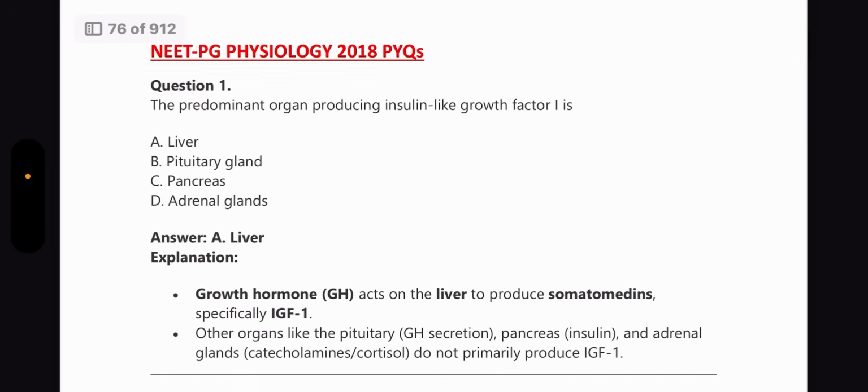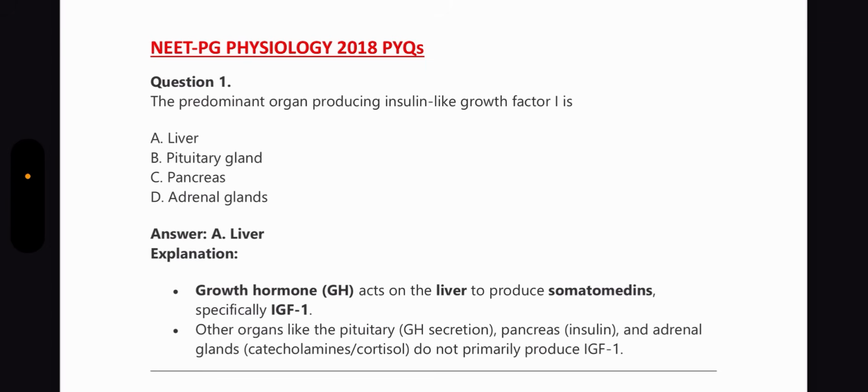Now 2018 PYQs. The predominant organ producing insulin-like growth factor 1 is, answer, liver. Growth hormone acts on the liver to produce somatomedin, specifically IGF-1.